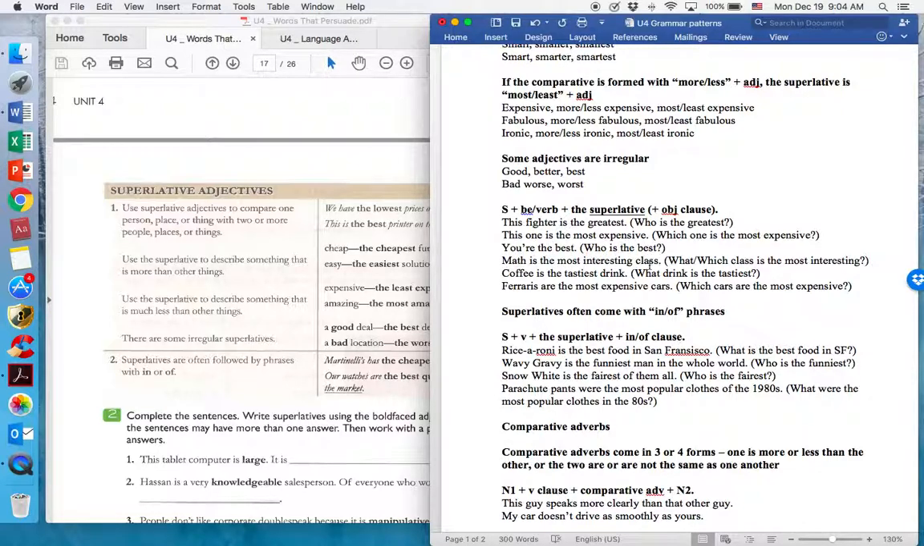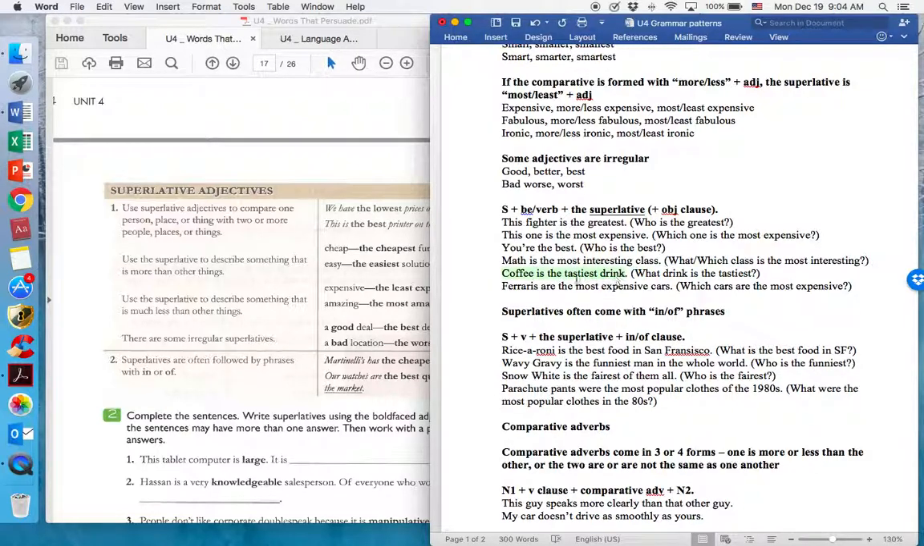Math is the most interesting class. Again, subject, very simply, be verb, definite article, superlative adjective, and then possible object. And this answers the question, what class or which class is the most interesting? Or what is the most interesting class?